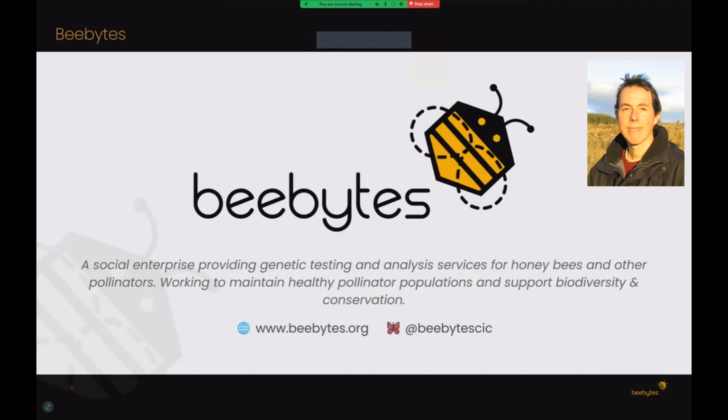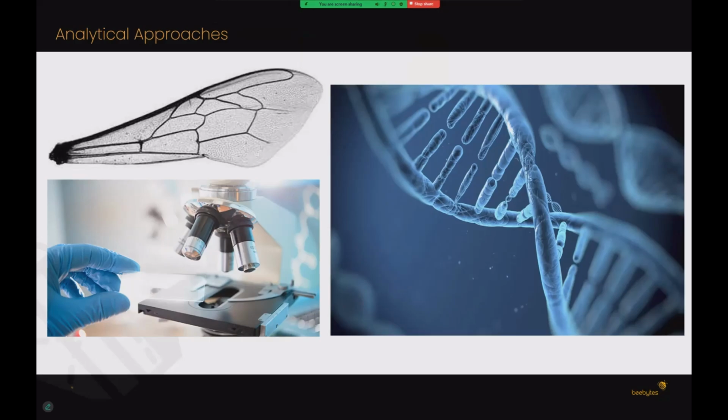We're a not-for-profit social enterprise based in Scotland, offering honeybee genetic testing services. And we're a combination of geneticists, statisticians, and beekeepers. So our aim is really to try and explain some of the complicated science and translate it into a way that's accessible and useful to beekeepers who are interested in these things on the ground, working with their own honeybees.